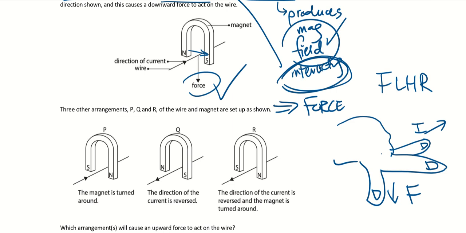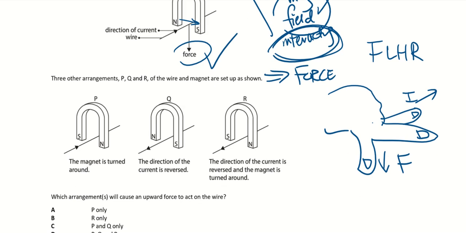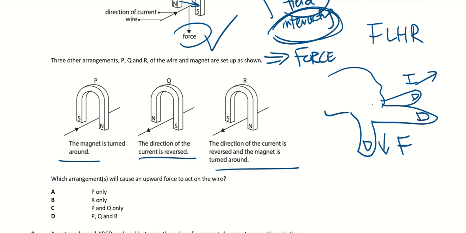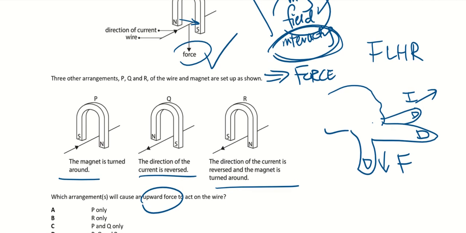Now we have 3 other arrangements: the magnet is turned around, the direction of current is reversed, and the direction of the current is reversed and the magnet is turned around. Which arrangement will cause an upward force to act on the wire? They now want an upward force. So actually we don't even need this diagram, because here they just need an upward force.